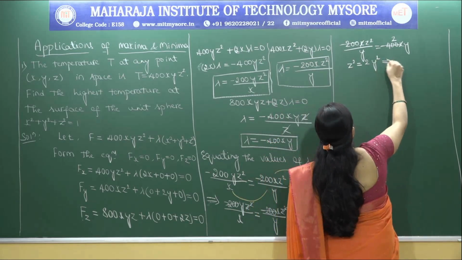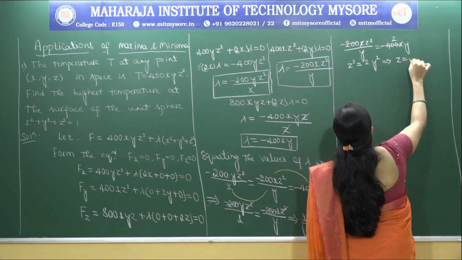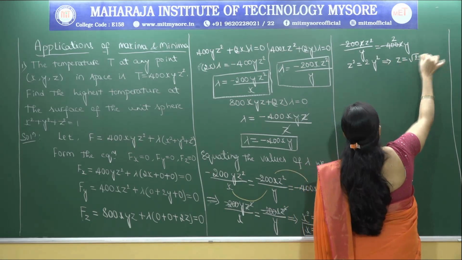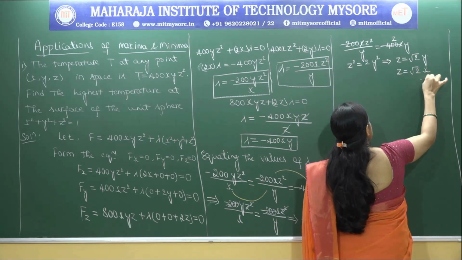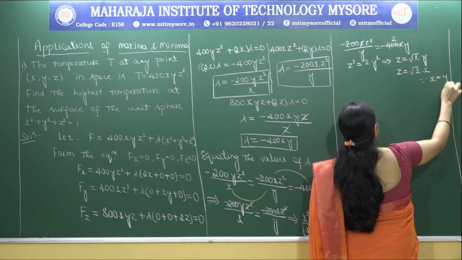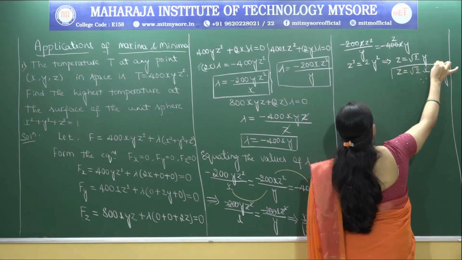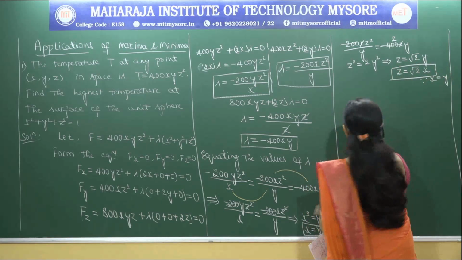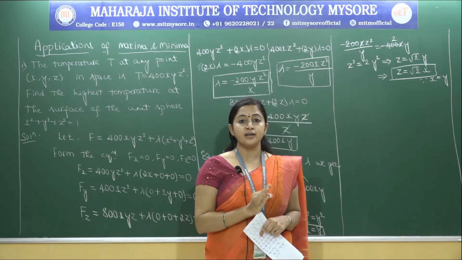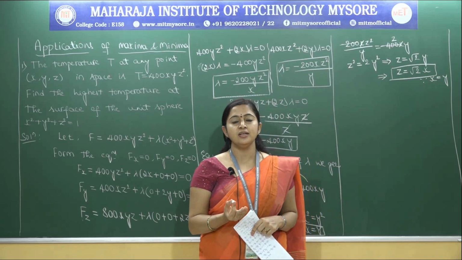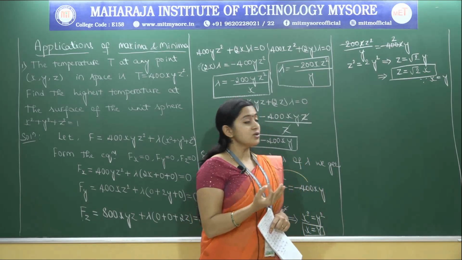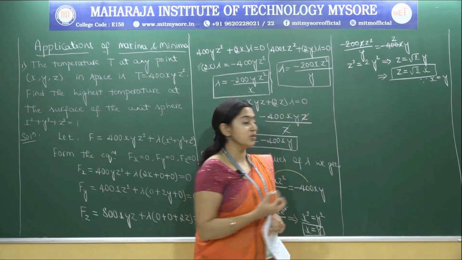This implies z equals root 2 into y, or you can also write root 2 into x, since x equal to y, you got from the first expression, x equal to y. Then consider the condition of the sphere, x square plus y square plus z square equal to 1. Then substitute in terms of x, you will get the stationary values.